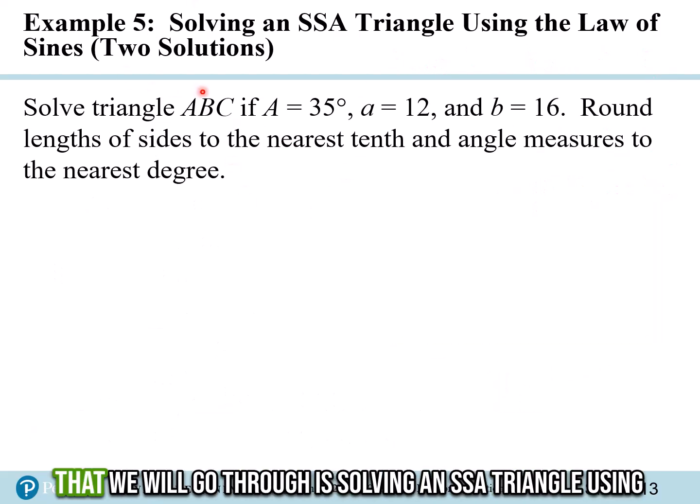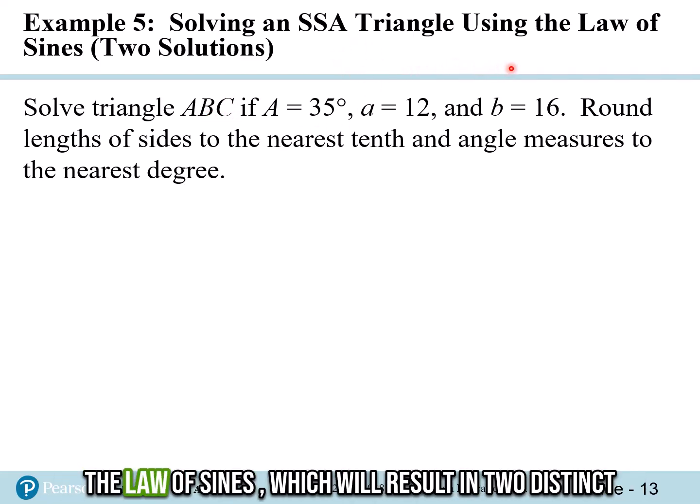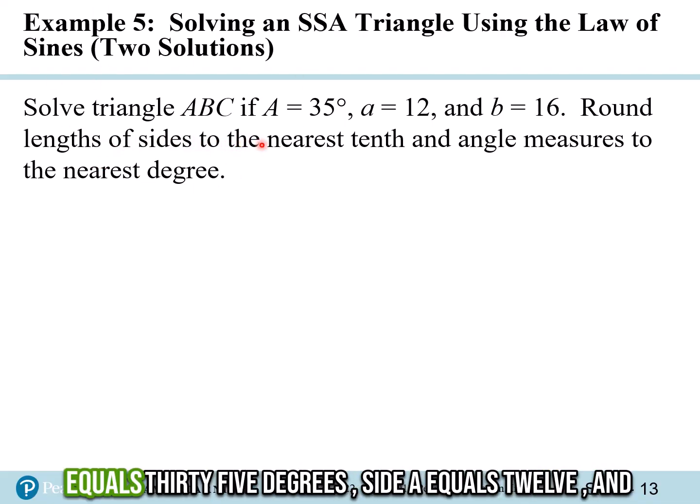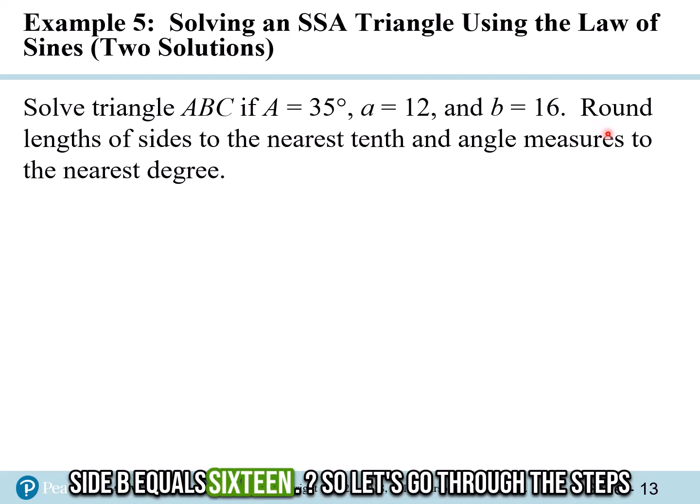The next example that we will go through is solving an SSA triangle using the law of sines, which will result in two distinct triangles. Two solutions. Solve triangle ABC if A equals 35 degrees, side a equals 12 and side b equals 16. So let's go through the steps here.